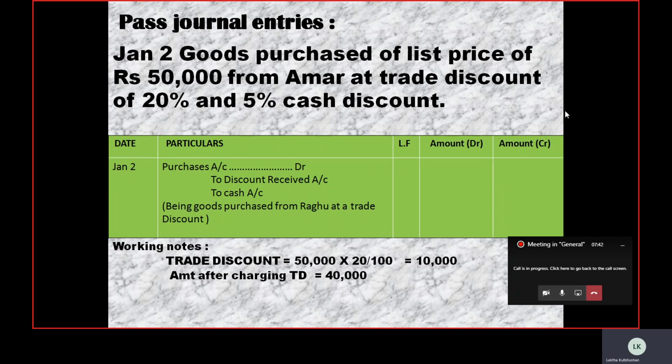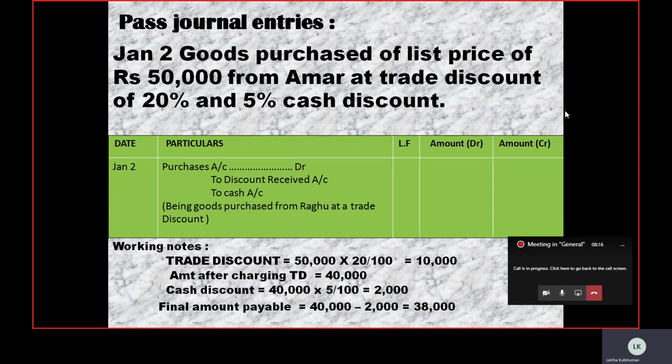Now this 40,000 is the amount which we are supposed to pay to the seller, or to Amar, what we can say here. Now out of that, as we have made the payment well in advance, because nothing has been mentioned in the question, we'll assume that the entire amount has been paid. So we are getting how much? 5% cash discount. So the cash discount will be calculated on 40,000. Hence the discount we got here is 2,000. That means instead of paying 40,000, now we are supposed to pay how much? 38,000.